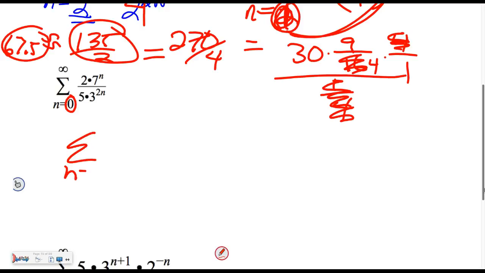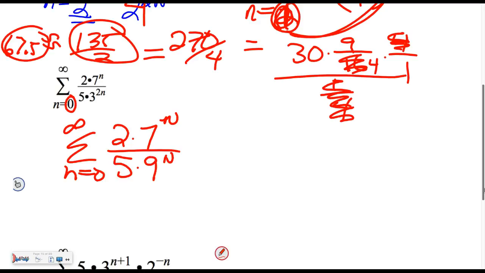So I will rearrange this so I can see it in a geometric form. This is good. The 2 is fine. And then I've got something to the nth, which I like. And then this is 5 times. I'd write that as 9 to the nth. Then I'm just going to deal right here. There is my series in its good form, right?